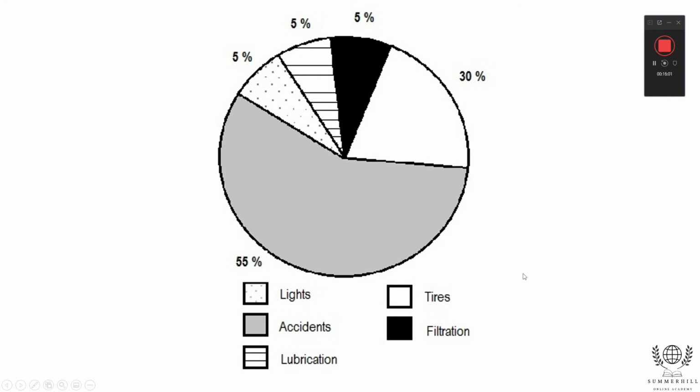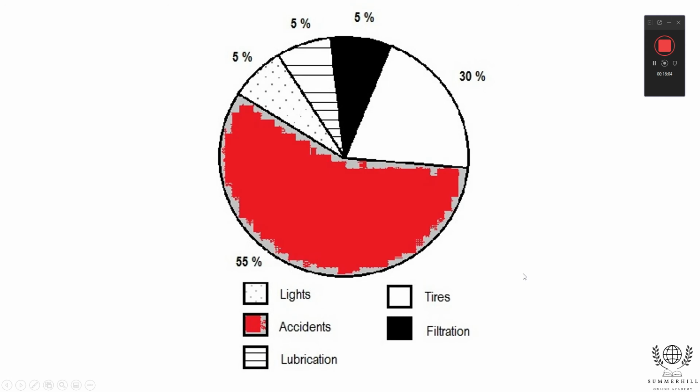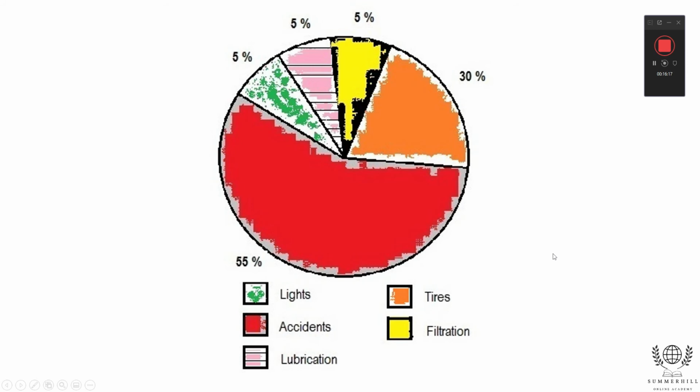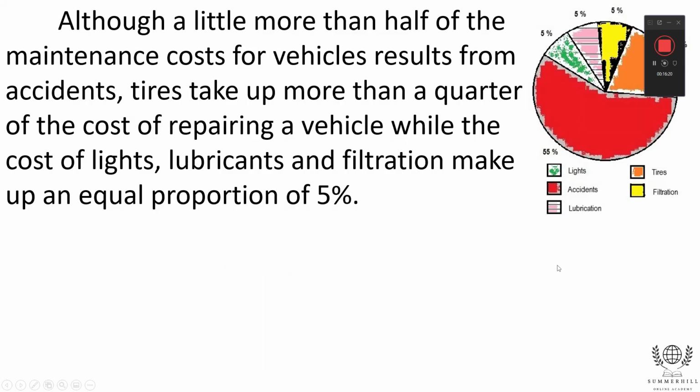And this can help us summarize some of these trends and pieces of information. For example, in this chart, we can see that more than half of all repair costs are attributed to accidents. We can say more than a quarter of the cost for repairing an automobile comes from tires, and we can see there's an equal proportion. Let's go ahead and take a look at an example sentence. Although a little more than half of the maintenance costs for vehicles results from accidents, tires take up more than a quarter of the cost of repairing a vehicle, while the cost of lights, lubricants, and filtration make up an equal proportion of 5%.